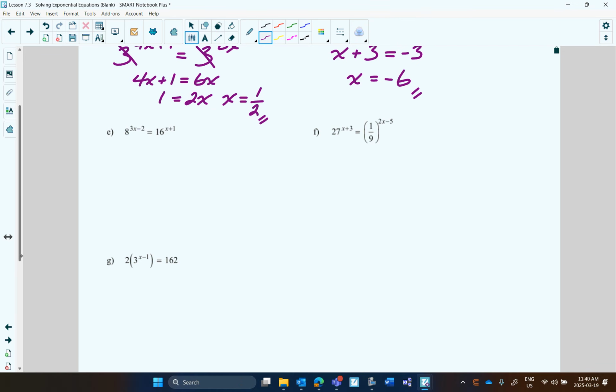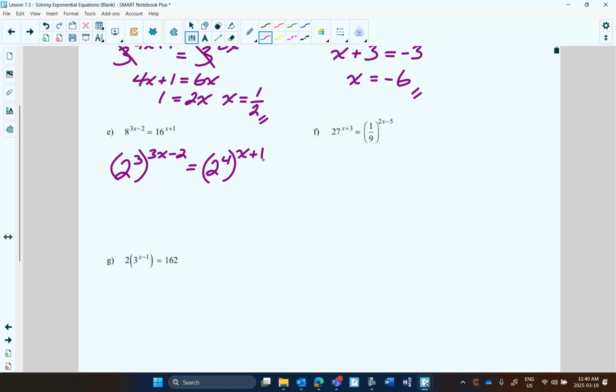How about this next one? Not the same bases, but I've got to change them so they have the same base, which would be 2. So 8 changes to 2 to the 3, and I still have to raise it to the 3x minus 2. 16 changes to 2 to the 4, and I still have to raise it to x plus 1.